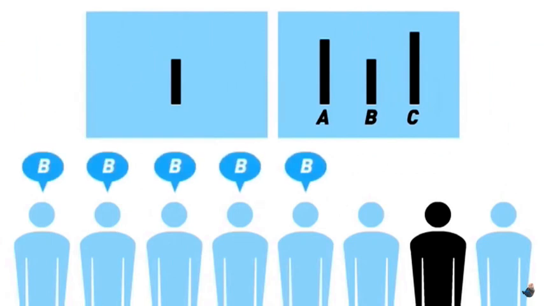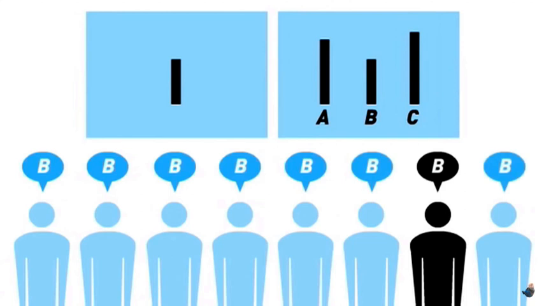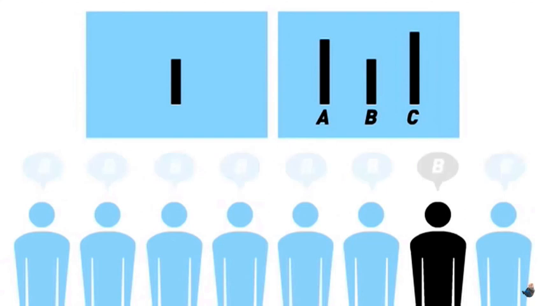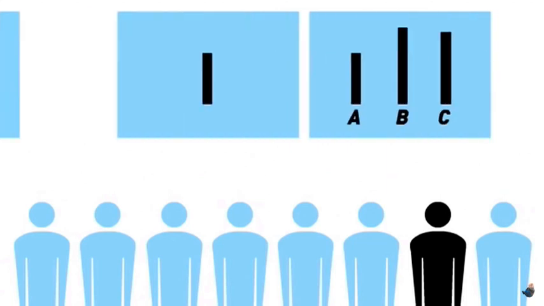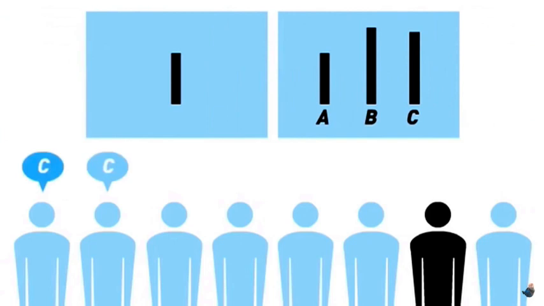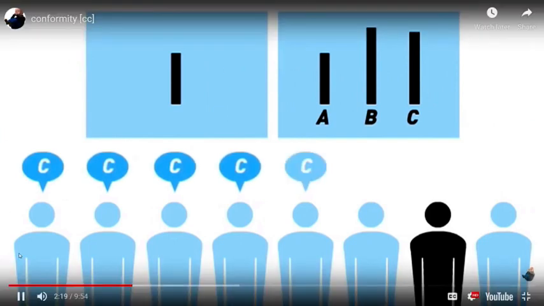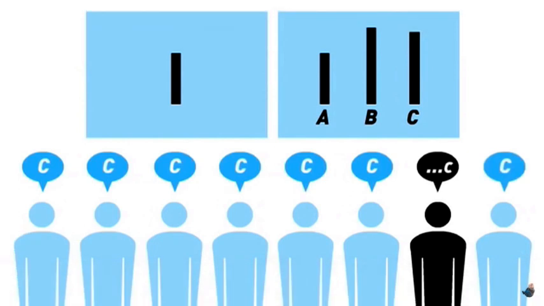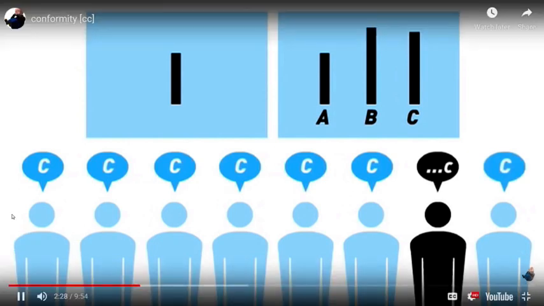Asch tested 123 subjects. In normal circumstances, subjects gave incorrect answers less than 1% of the time. With the social pressure of the Confederates applied, that shot up to an incidence of around 37%, with 74% of subjects conforming to the majority on at least one critical trial. Subjects didn't necessarily conform straight away. Some started out defying the group for a couple of rounds, but became gradually more hesitant and quiet before conformity eventually kicked in.